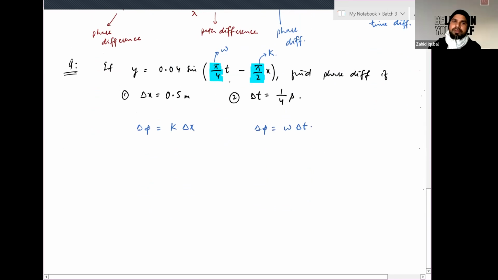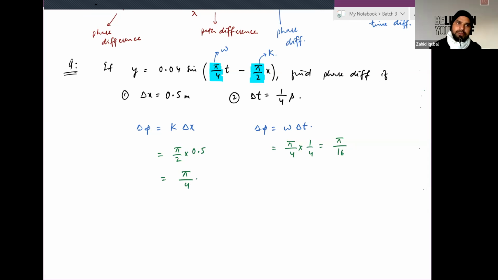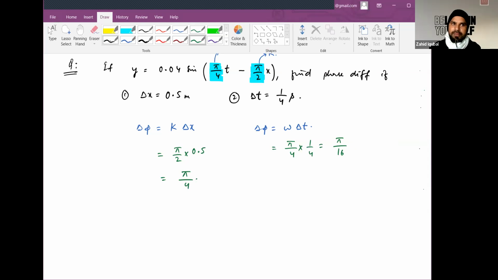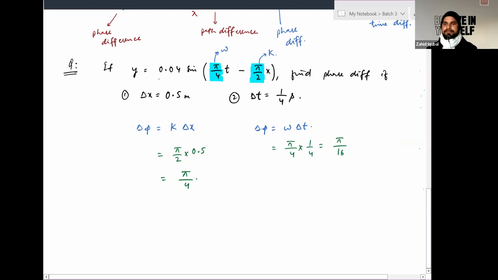So if you substitute, the coefficient of t is omega, that is pi by 4, and delta t is 1 by 4, so you'll get pi by 16 as the phase difference for this part. Similarly, in this part, k is pi by 2 and delta x is 0.5, so it will be pi by 4. So just remember these formulas. You will be asked directly to find phase difference and path difference related to this part.